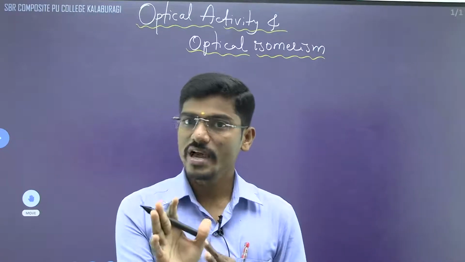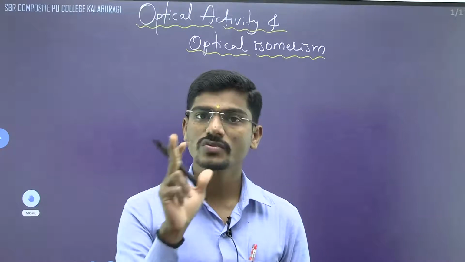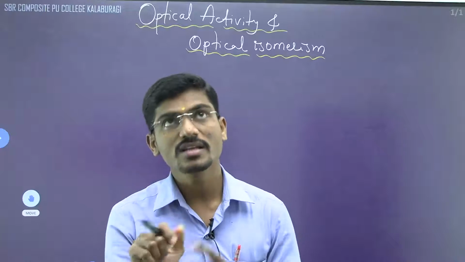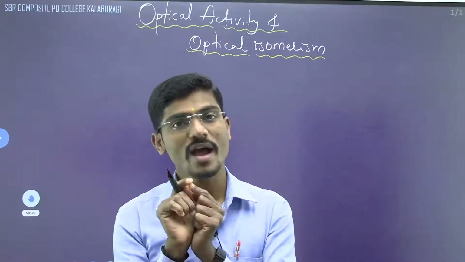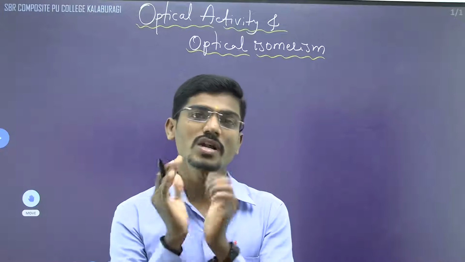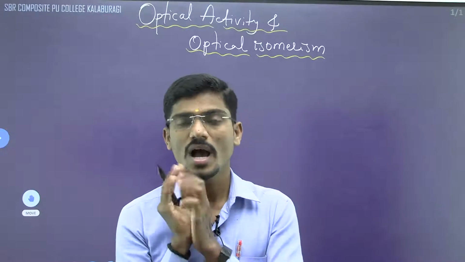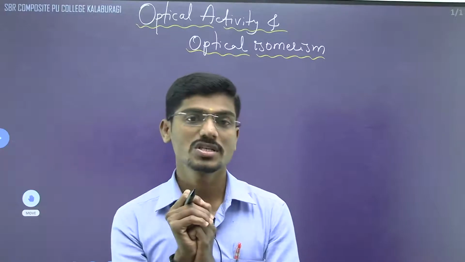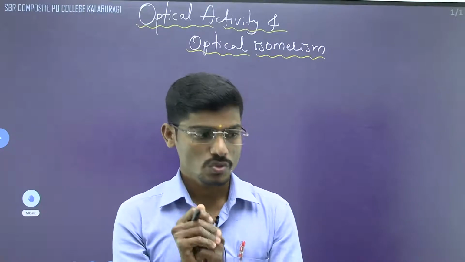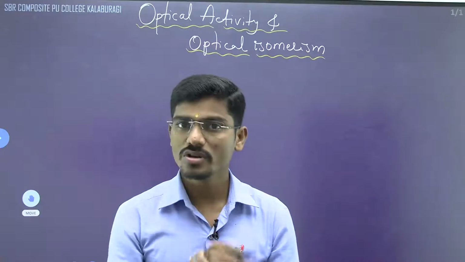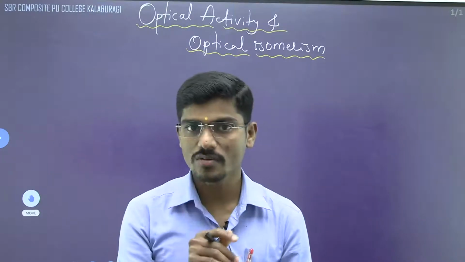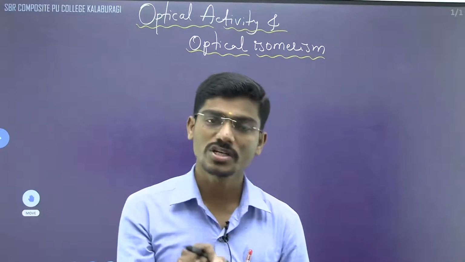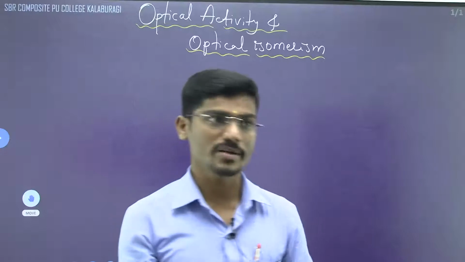Similarly, if they have the same molecular formula as well as the same structural formula, but they differ in spatial arrangement of atoms or group of atoms around the central atom, they are called stereoisomers, and the phenomenon is said to be stereoisomerism, right? So two or more compounds having the same molecular formula, same structural formula, but different in spatial arrangement of the constituent atoms or group of atoms.